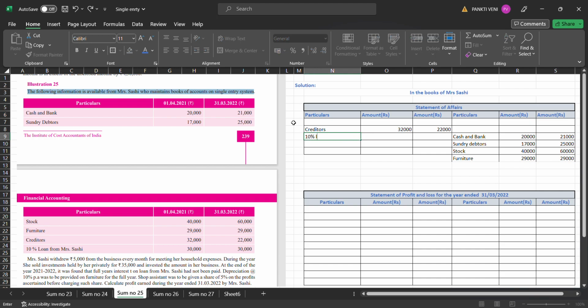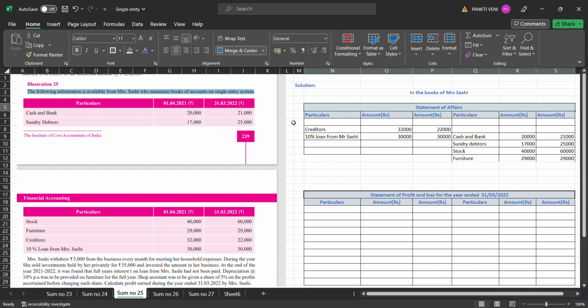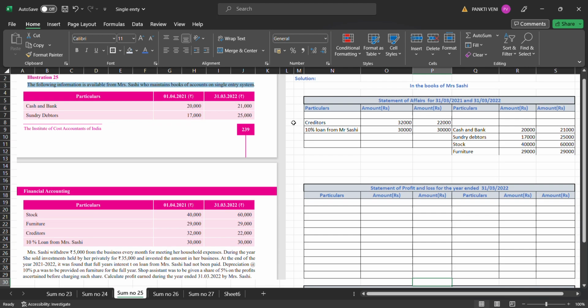Then we have 10% loan from Mr. Sashi, 30,000. Okay, 30,000. So statement of affairs for 31st March 2021 and 31st March 2022. I did it for both the years together.